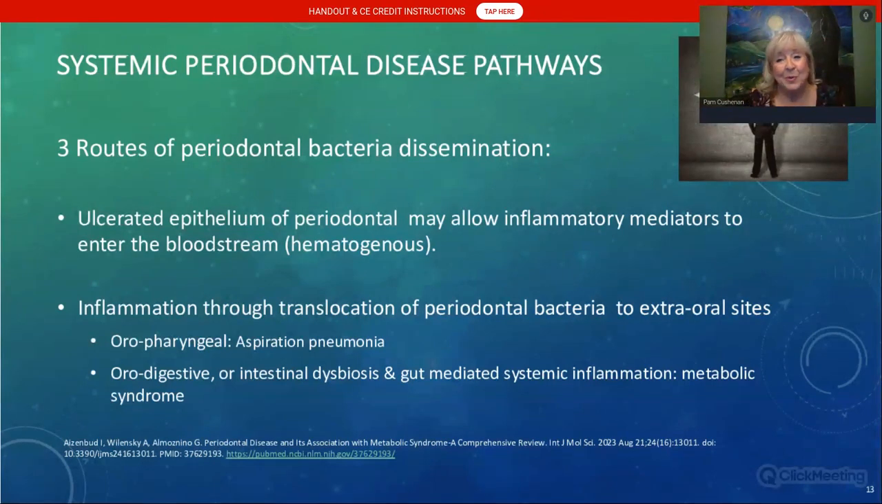So, why is that so important? Well, we as dental professionals, we're all about that blood-borne transmission, right? We know about what's happening in the oral cavity and how when the mouth is bleeding, whatever bacteria is there, it's throughout the body. That's what happens. However, there are two other routes of dissemination. One is the oropharyngeal, which we often relate to the aspiration pneumonia issue, and the other is orodigestive or intestinal dysbiosis and gut-mediated systemic inflammation. This is often related to metabolic syndrome.